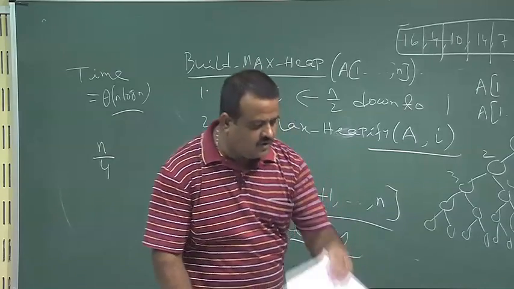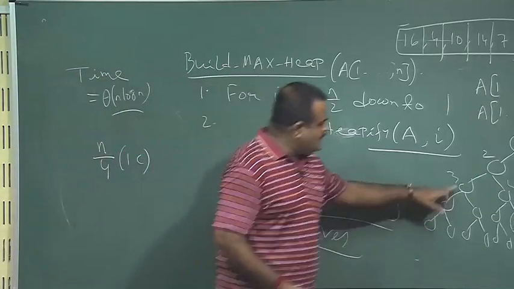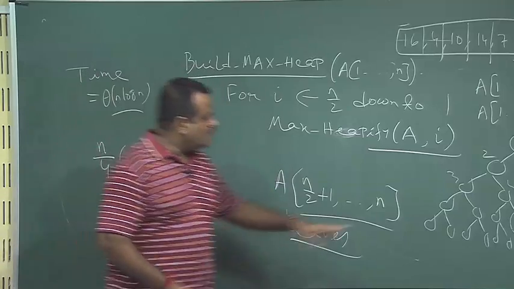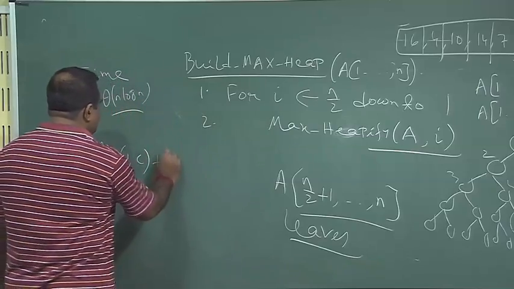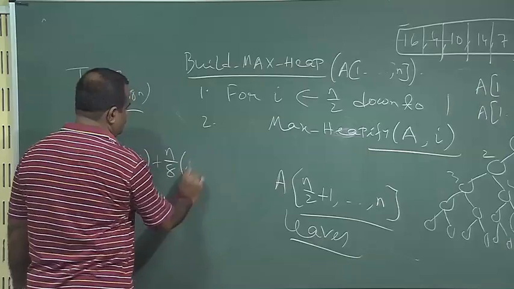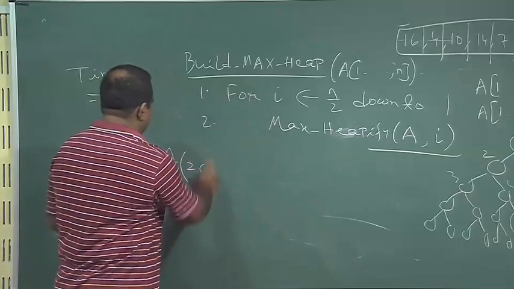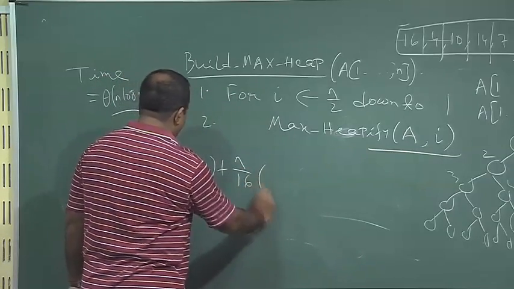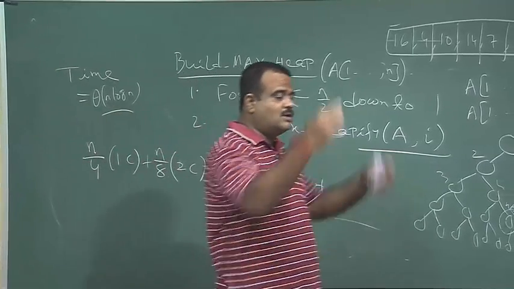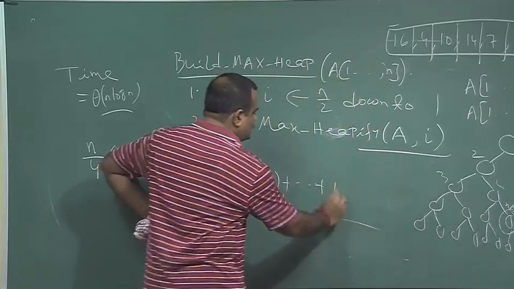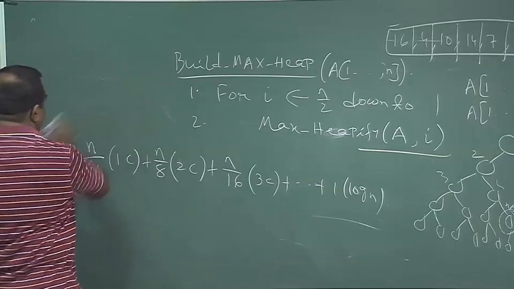How many comparisons are we doing for these? A constant number. So, n by 4 into 1 into C. In the next level, when we call Maxify, we may need to go down twice. How many such nodes? n by 8 into 2C, the constant comparison we may say. Then n by 16 into 3C, and so on. But at the root level, the root has to come down log n times. So, this is the exact time for this code.